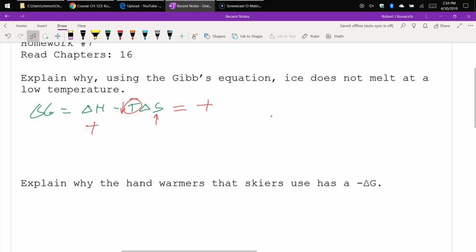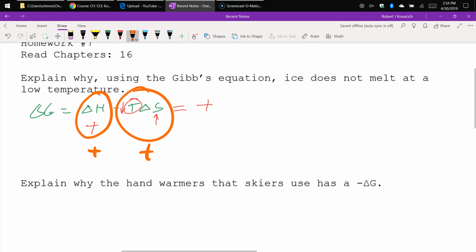So those two things are fighting each other. This term and this term are at odds with each other. This term is positive, which is going to tell me that it's not going to melt, and this one is positive, which is telling me it is going to melt. Except what's controlling this term here? A temp. So what ends up happening is this term here is too small to overcome this term at a low temperature.